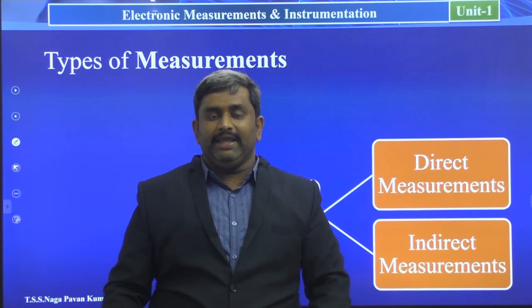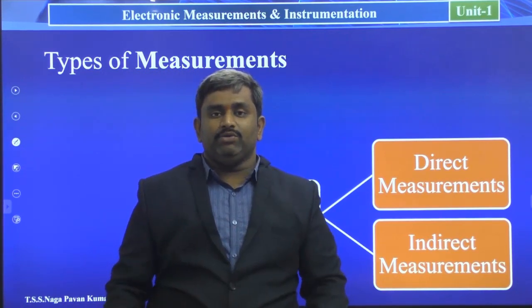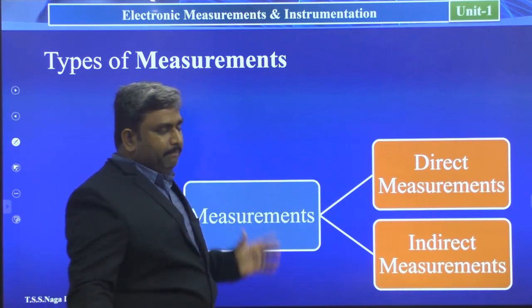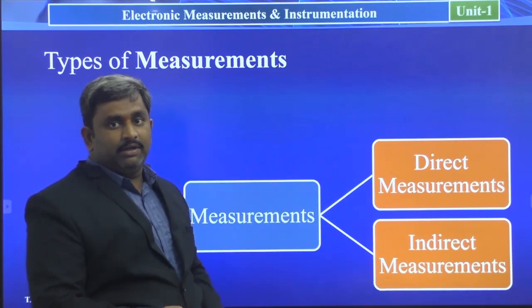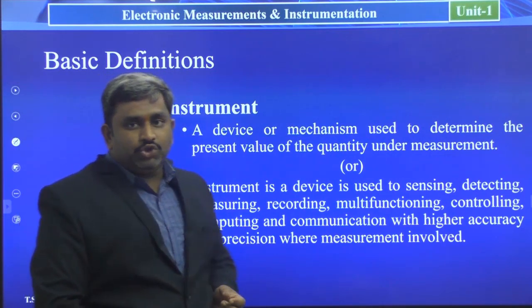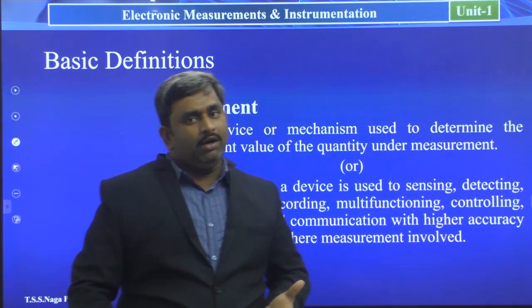Then we can finally say that this is the value. That is the indirect measurement we are taking. So this is about the measurement process. Next, coming to the definition of instrument: an instrument which is used for the measuring process.